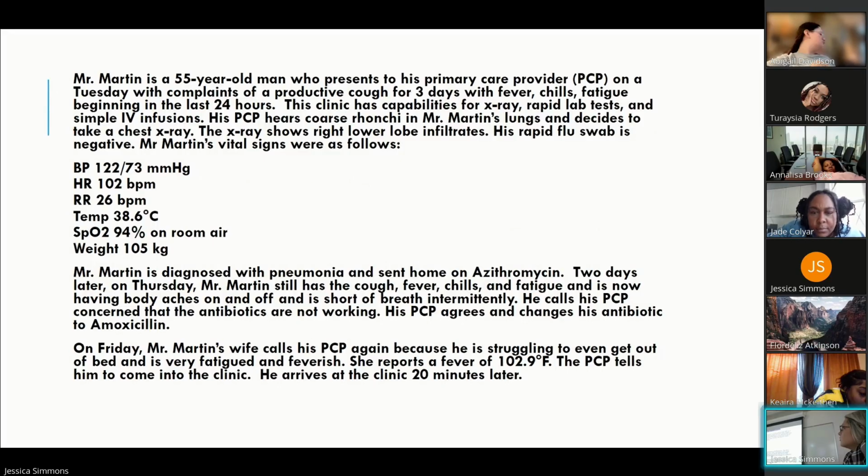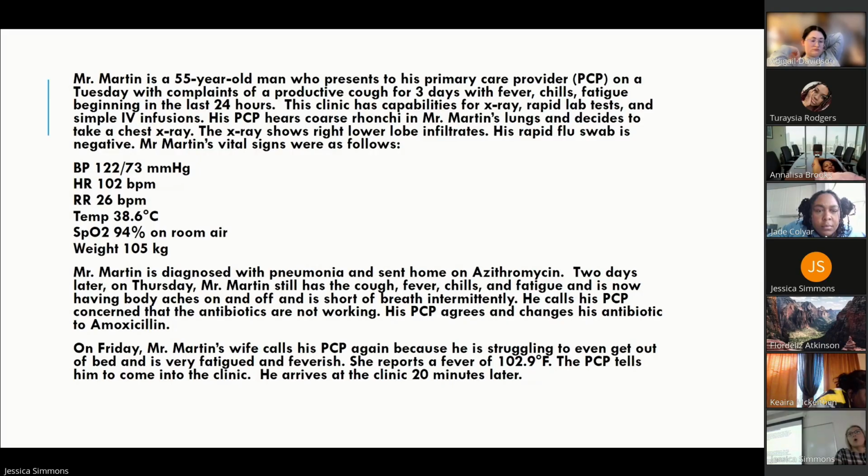2 days later, on Thursday, Mr. Martin still has the cough, fever, chills, and fatigue, and is now having body aches on and off and is short of breath intermittently. He calls his PCP, concerned that the antibiotics are not working. His PCP agrees and changes his antibiotics to amoxicillin. On Friday, Mr. Martin's wife calls his PCP again because he is struggling to even get out of bed and is very fatigued and feverish. She reports a fever of 102.9. The PCP tells him to come into the clinic. He arrives at the clinic 20 minutes later. I would have told him to go to the ER, but that's just me.